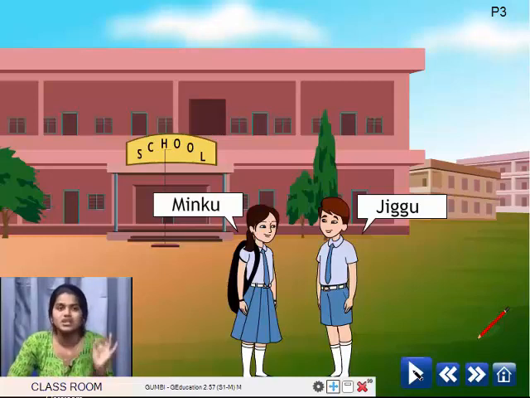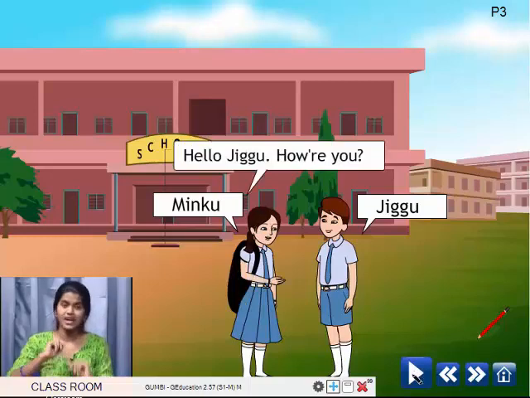So here is a picture on the screen. Tell me, students, what can you see on the screen? Describe this picture. Correct. How many are there? There are 2 students. Who are they? Very good. Minku and Jigu. And you can see a big building of a school. Correct. So they are conversing something. Let us listen to them now.